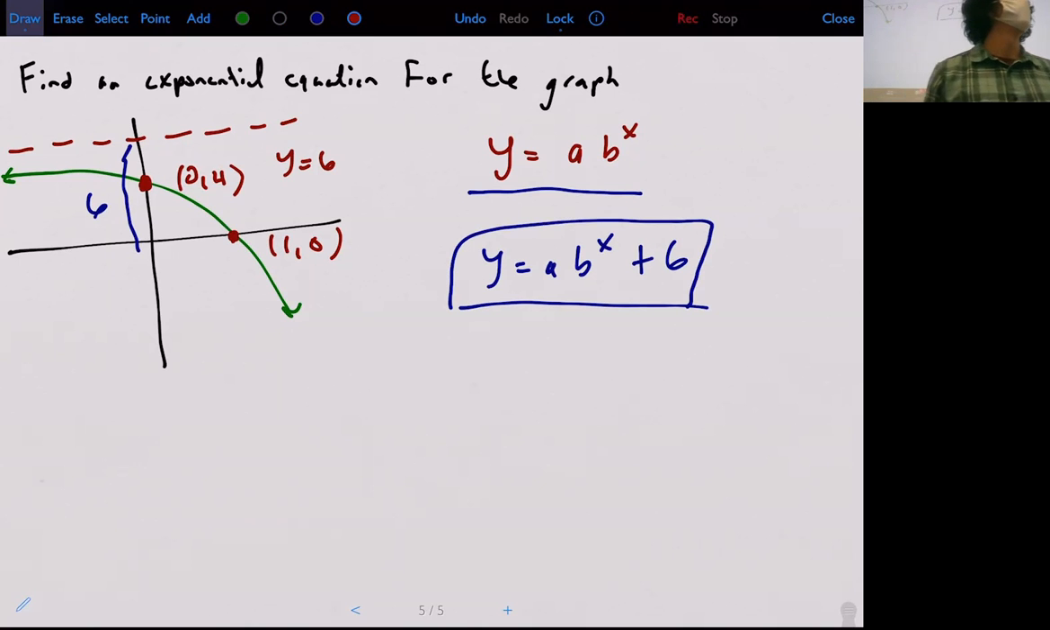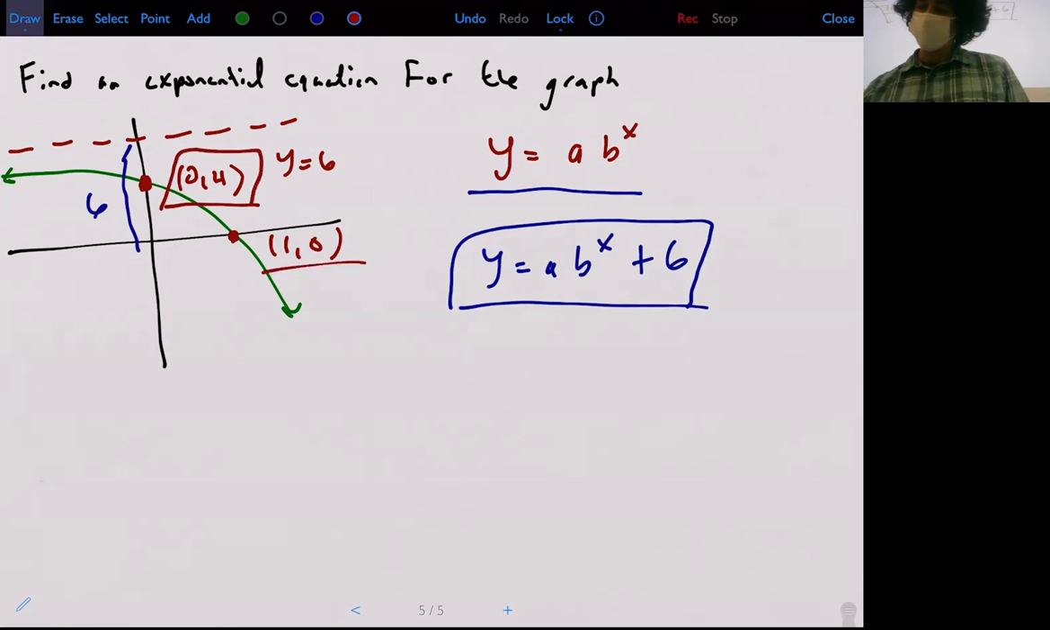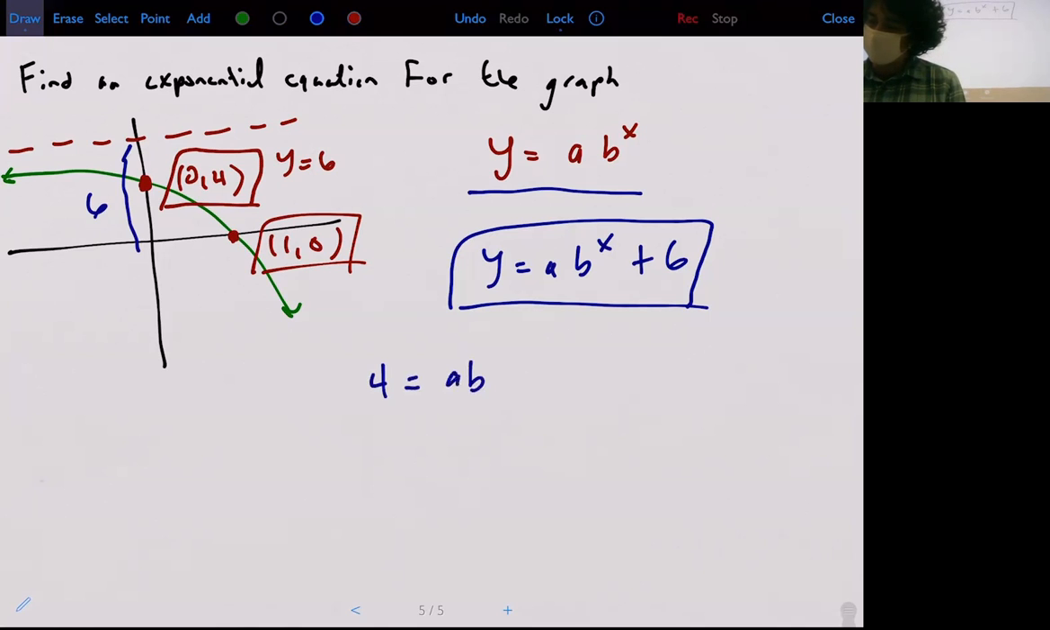Plug in the what, sorry. Right, so we want to plug in the y-intercept and the x-intercept. So these are going to be conditions on what our actual function can be. So plugging in our y-intercept, we get 4 is equal to ab raised to the 0 plus 6. And plugging in our x-intercept, we'll get 0 is equal to ab raised to the first plus 6.